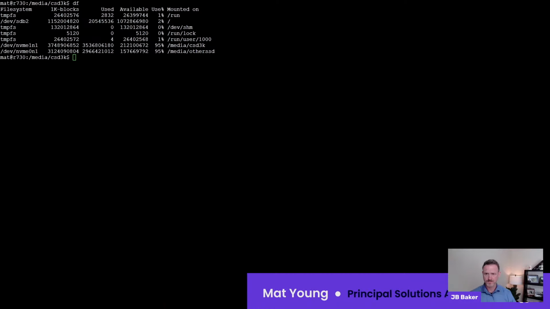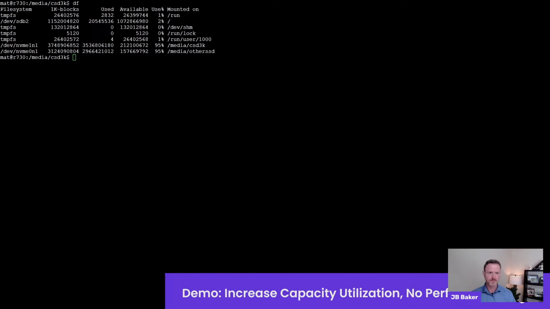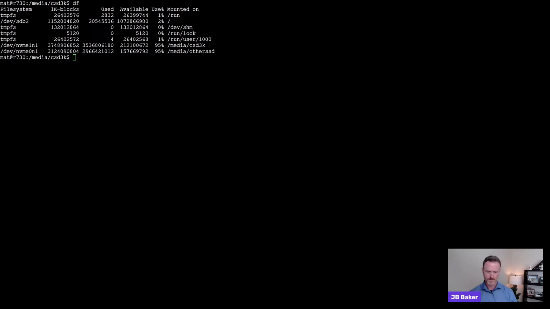So now we can see here a system with 2 SSDs in it. One of them is a ScaleFlux CSD 3000 mounted under the MediaPoint CSD 3K, and the other one is a well-known enterprise write-intensive SSD mounted under Media Other SSD. And you can see that there's quite a lot of data on both of them. They're similar in size, not quite the same, but their file systems, which are XFS, are full to over 95%.